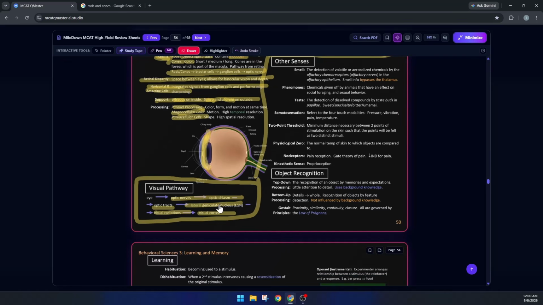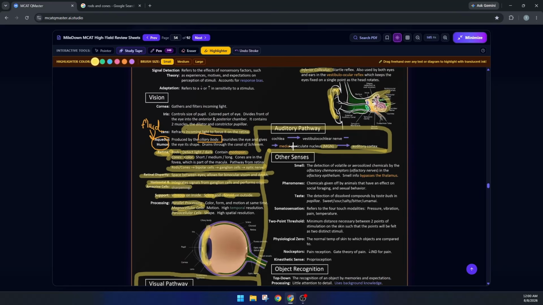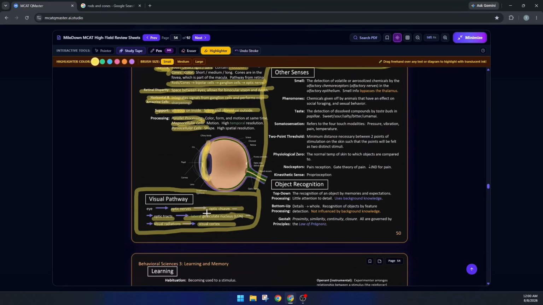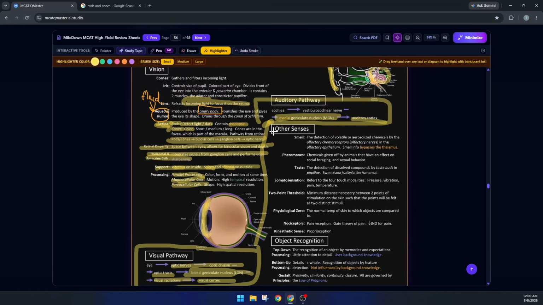So a lot of people might confuse the LGN and the MGN. Don't do that. Know how it should be. Your lateral geniculate nucleus is in your visual pathway. Your medial geniculate nucleus is in your auditory pathway. Okay, don't get those two mixed up.